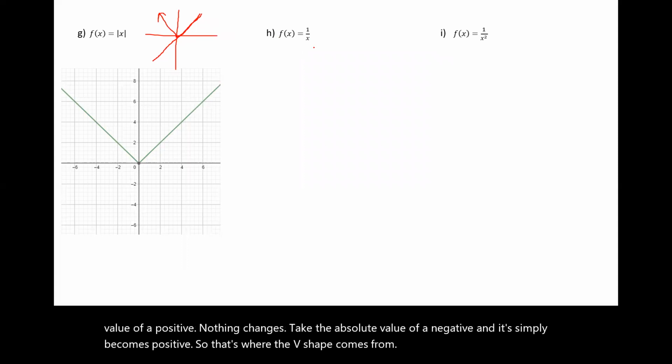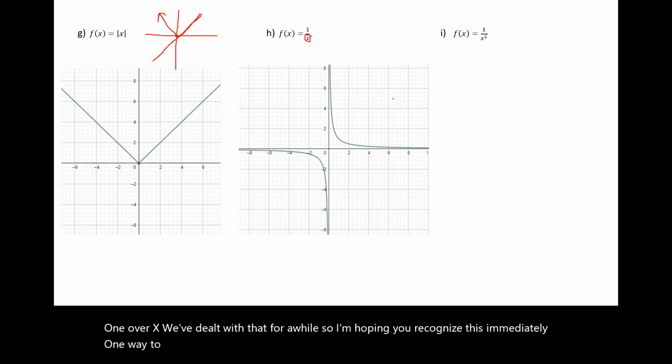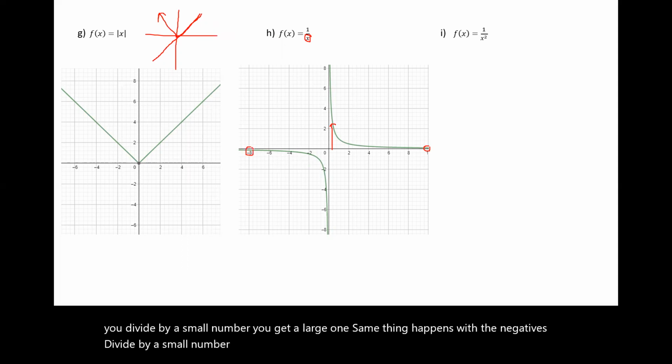1 over x, we've dealt with that for a while, so I'm hoping you recognize this immediately. One way to think about it is when you divide by a large number, you get a small one. When you divide by a small number, you get a large one. Same thing happens with the negatives. Divide by a big negative, get a small negative. Divide by a small negative, you get a big negative. So that's why that shape works.